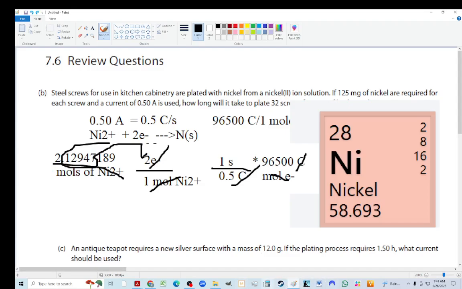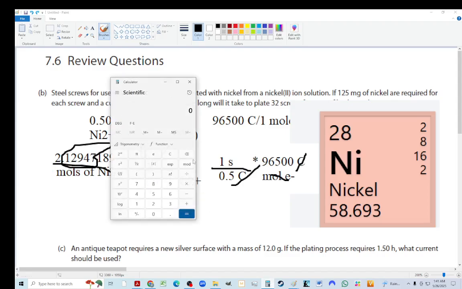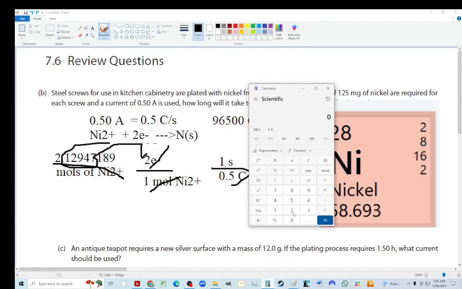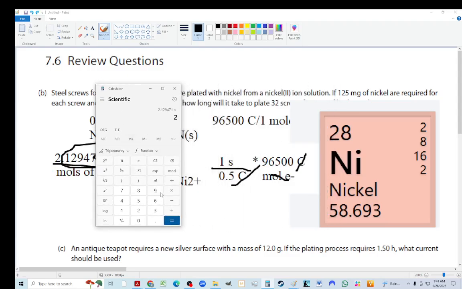So we'll go back to our calculator. Should still have the moles in there. Oh, I erased it. Doesn't matter. 2.19471 is good enough. Times 2. There's 96,500. And don't forget we have to divide it by 0.5. Sure enough, that's 800. That many seconds are pretty good. Let's hope I'm right.